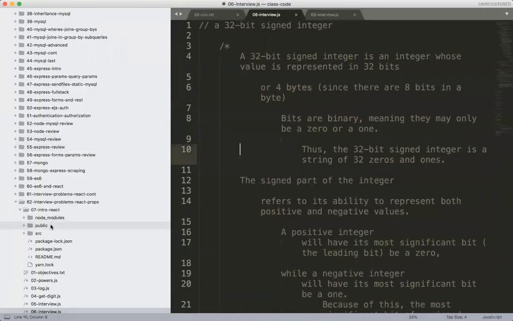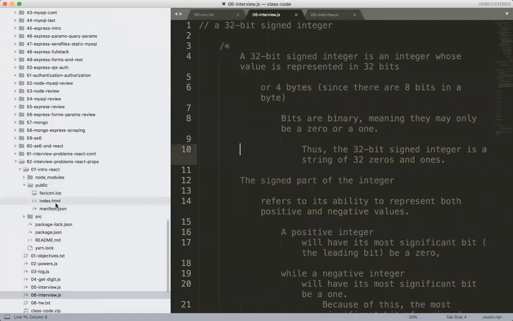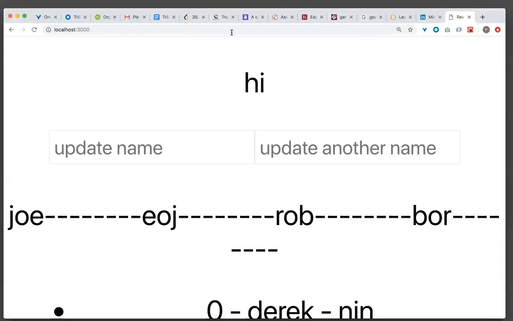I'm going to open up 07 right now. I'm inside the index.html file. Let me just take the screenshot, send it over to you guys so you can see what I'm talking about.